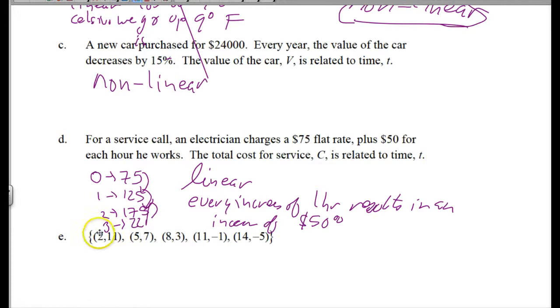Okay, what's going on here? We go up by 3, up by 3, up by 3. So we go down by 4, down by 4, down by 4, down by 4. This is linear.